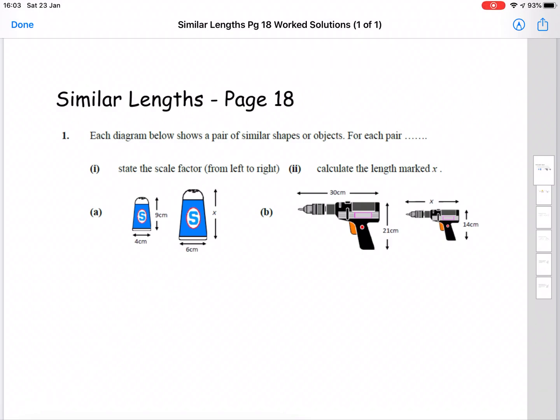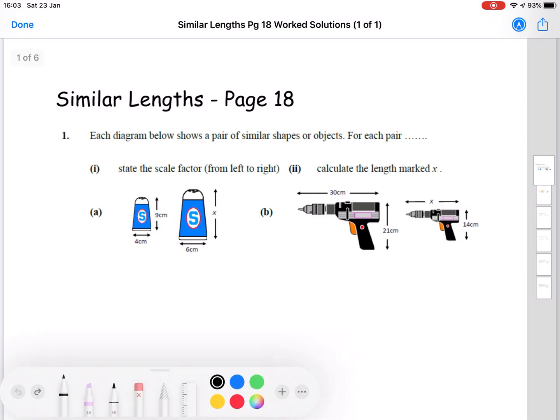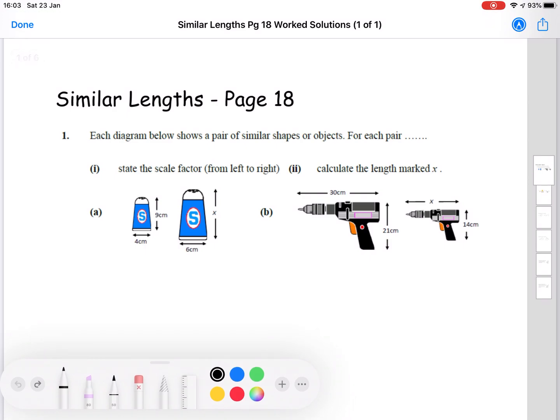Hi everyone, here are the worked solutions for the questions I had chosen for similar lengths. So question 1, we have each diagram below shows a pair of similar shapes or objects, and for each question we are being asked to first of all state the scale factor and then calculate the length of the side that's marked X. So for the first one here, we have two salt shakers and we have a missing side X on the larger of the two.